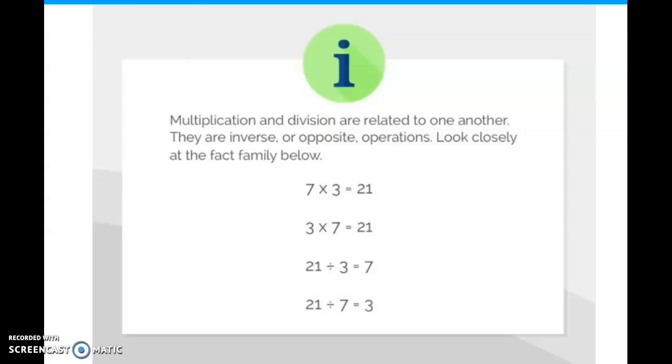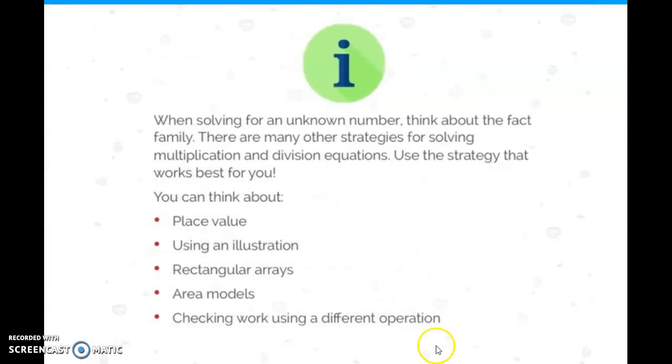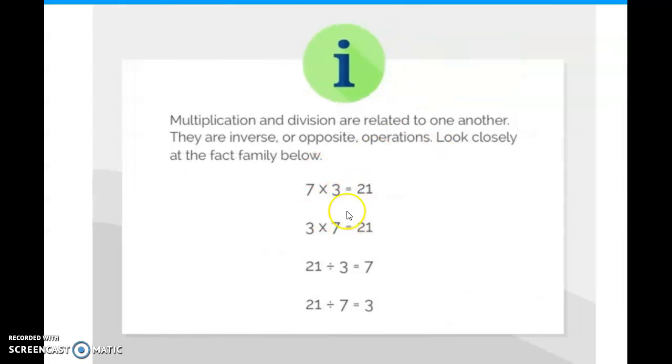So that's what it means when it's talking about using an illustration, using an array, checking work with a different operation. If you know your facts, fact families are going to be so easy, and then you can check your work. But also, you could do repeated addition for a multiplication problem. You could do repeated subtraction for a division problem. Whichever one works for you, all right? So let's go on.